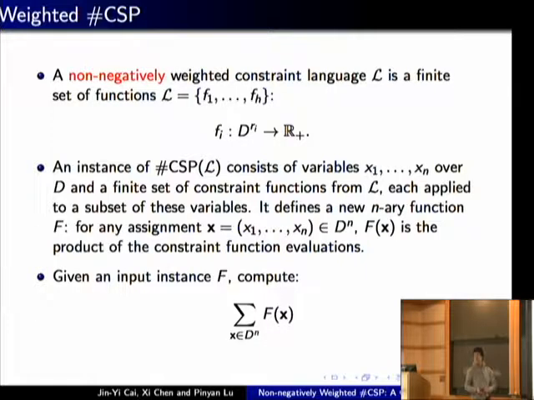So this way you count the number of assignments that satisfy all constraints. Yes, that's one. Right, if f has 0, 1 values, certainly. So in particular, if all these little f's are 0, 1 functions, then this comes back exactly to the unweighted case.